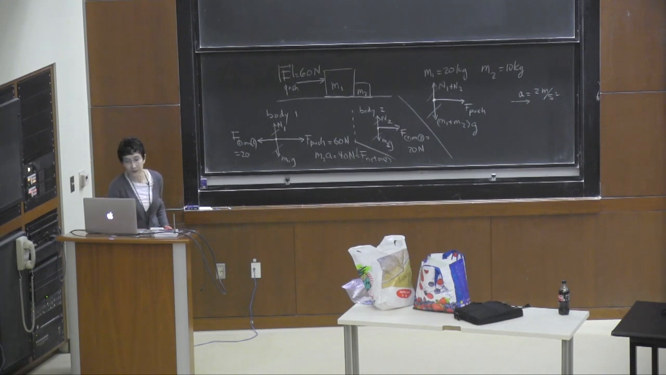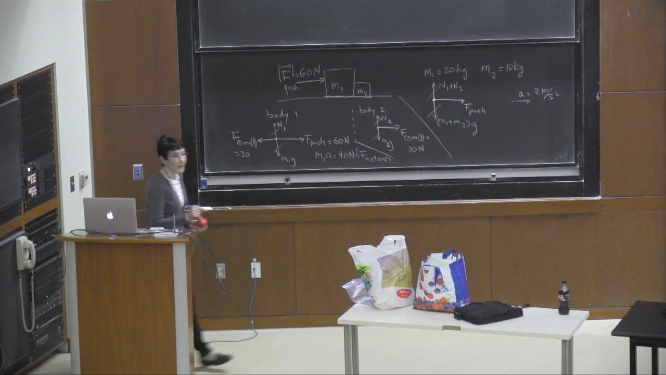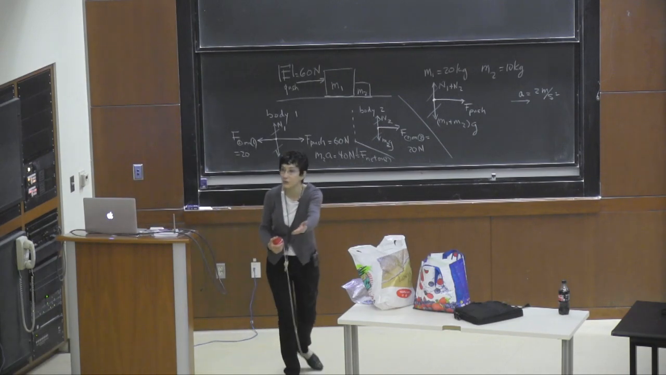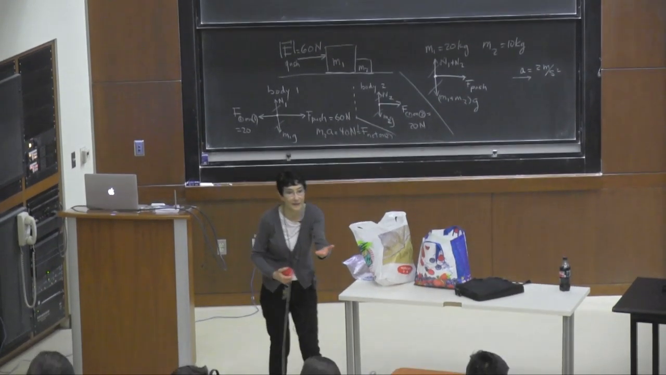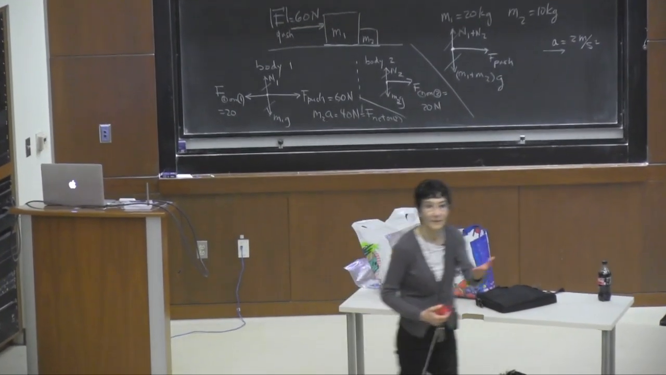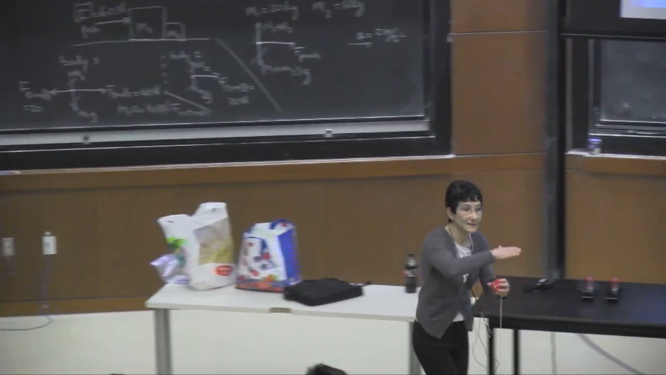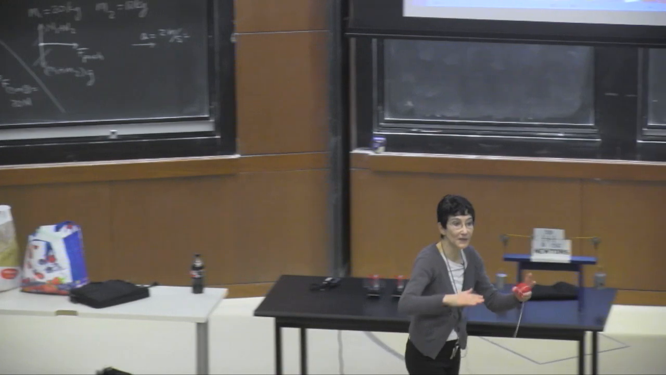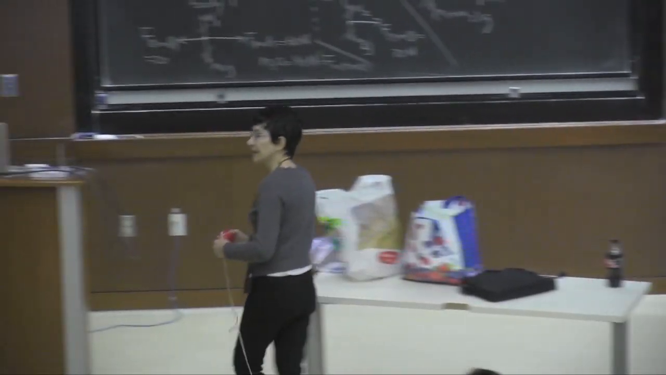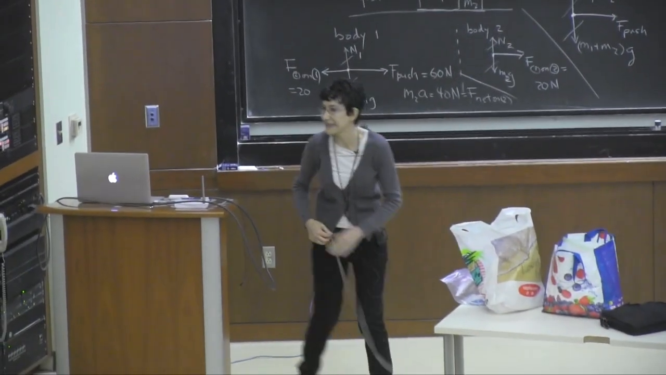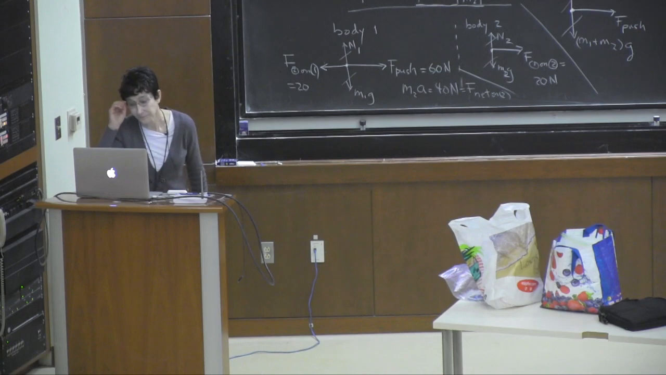So you choose one of the axes. Why would you choose one of the axes in the direction of the acceleration? Because then in the other axis, the acceleration is 0. And your equation simplifies, right? So simple algebra leads to fewer mistakes, right?